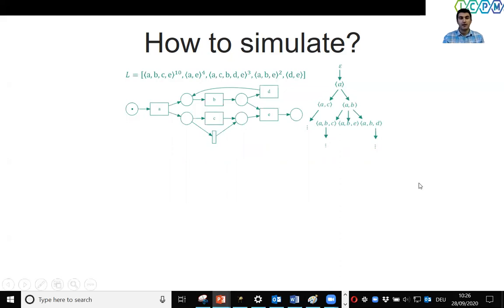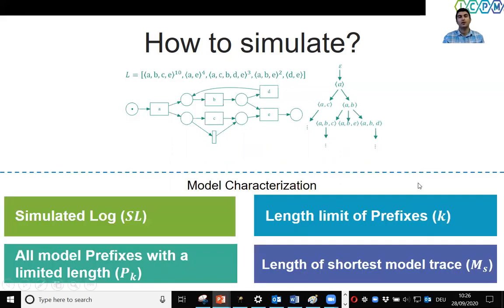The output of our simulation method is a four-tuple: the simulated traces, the length of the shortest model trace, the length limit of prefix k, and all prefixes up to length k. In other words, we know that up to length k, we discovered all the prefixes.